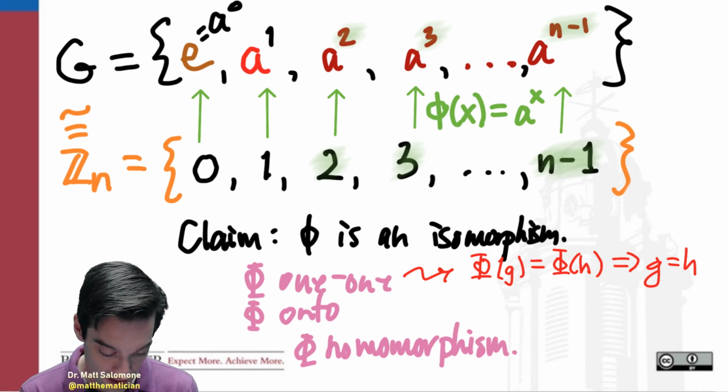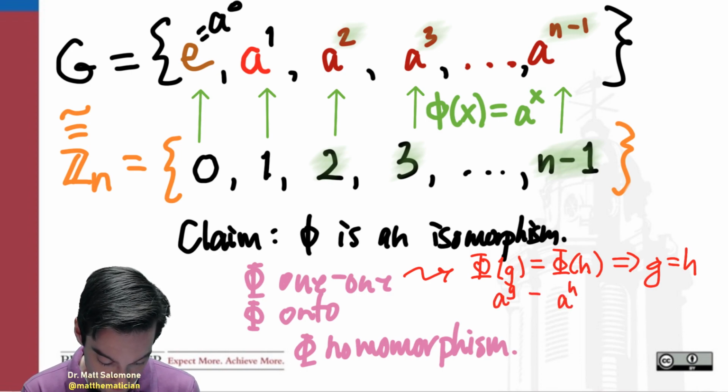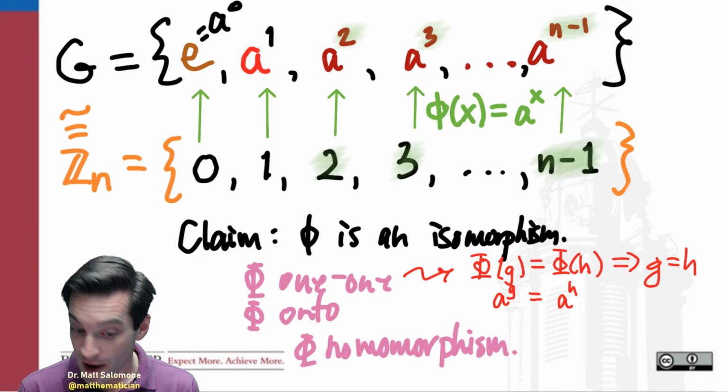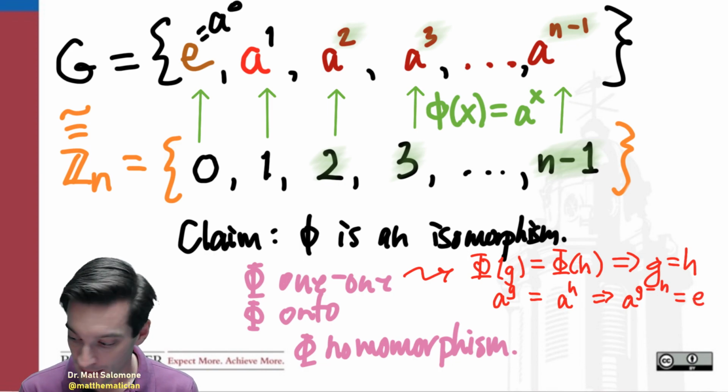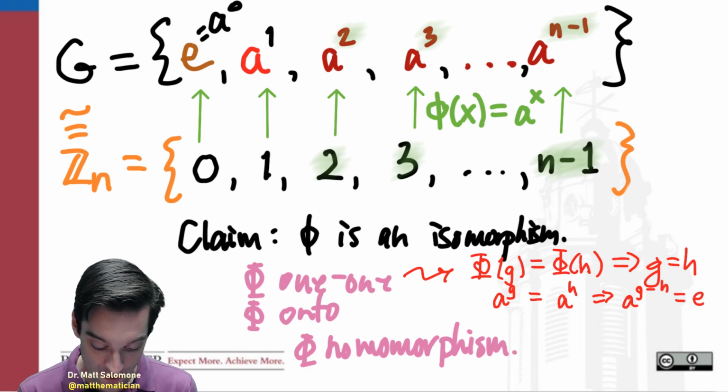Well, this is on our napkin here, so phi of G is going to be A to the power G. Phi of H is going to be A to the power H. And so A to the power G is equal to A to the power H. But then that's going to guarantee, if I multiply by A to the minus H on both sides, that A to the G minus H power is equal to the identity. But if A to the G minus H power is equal to the identity, that means that the order of A must divide G minus H.